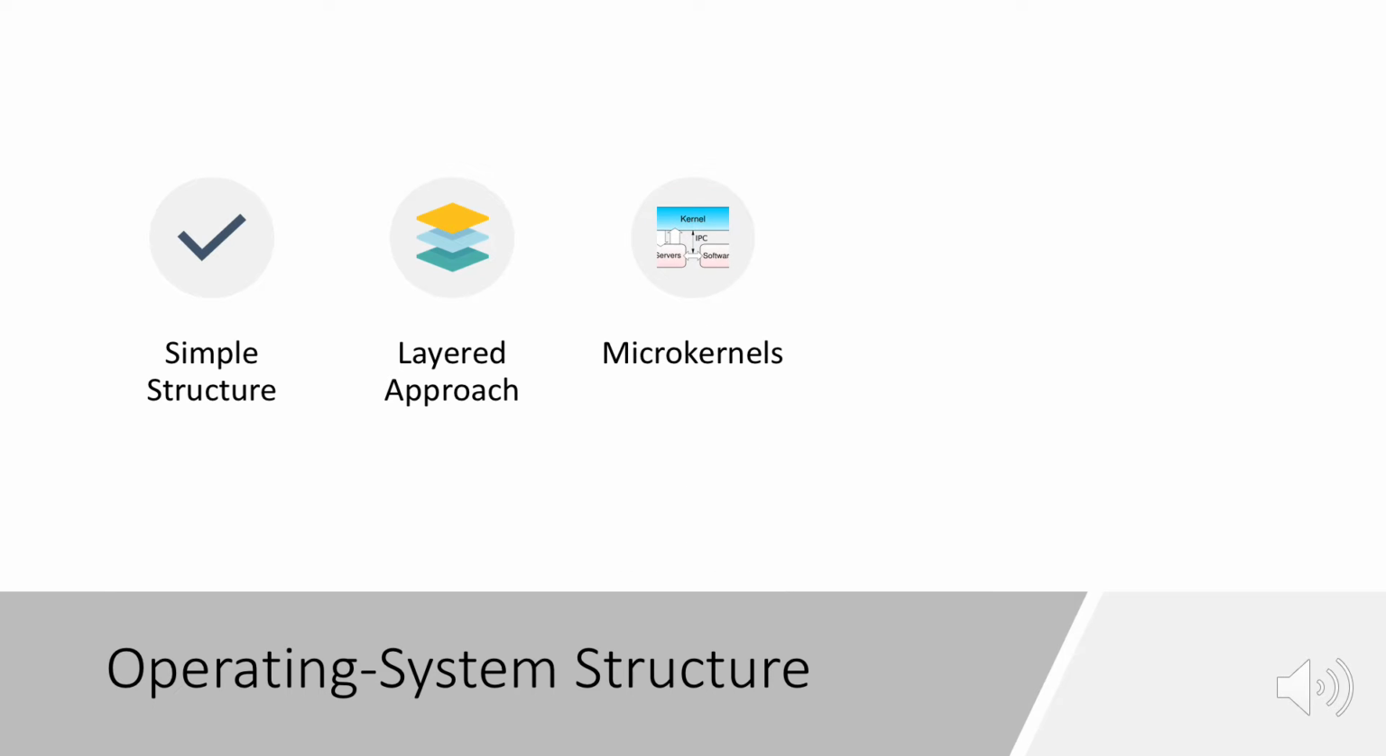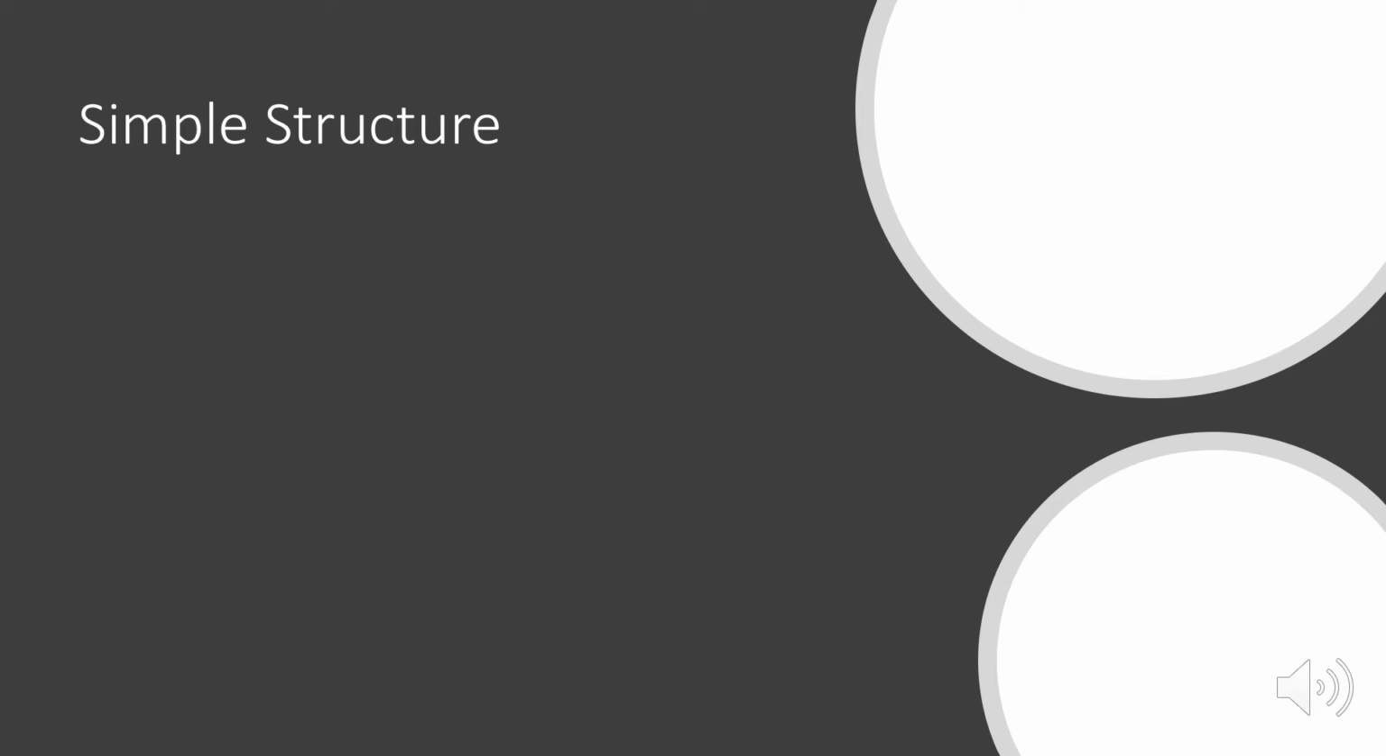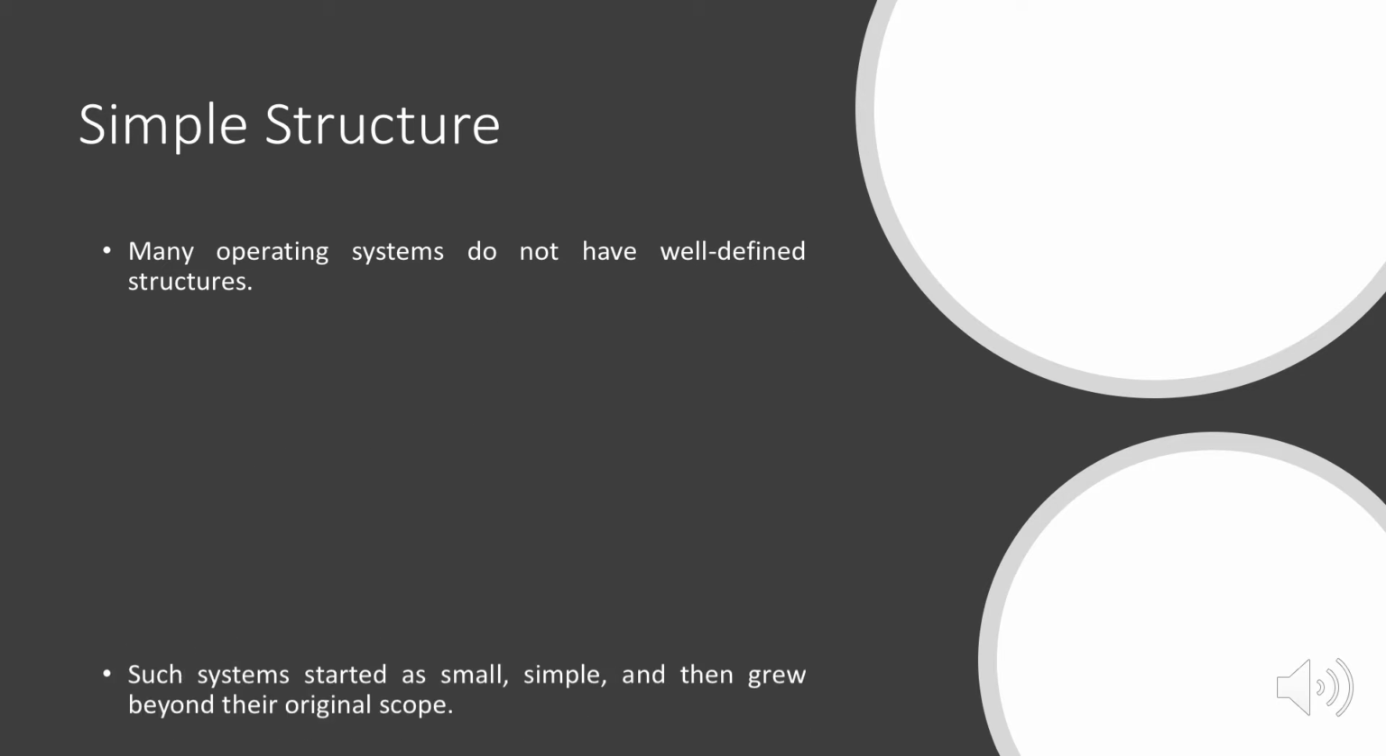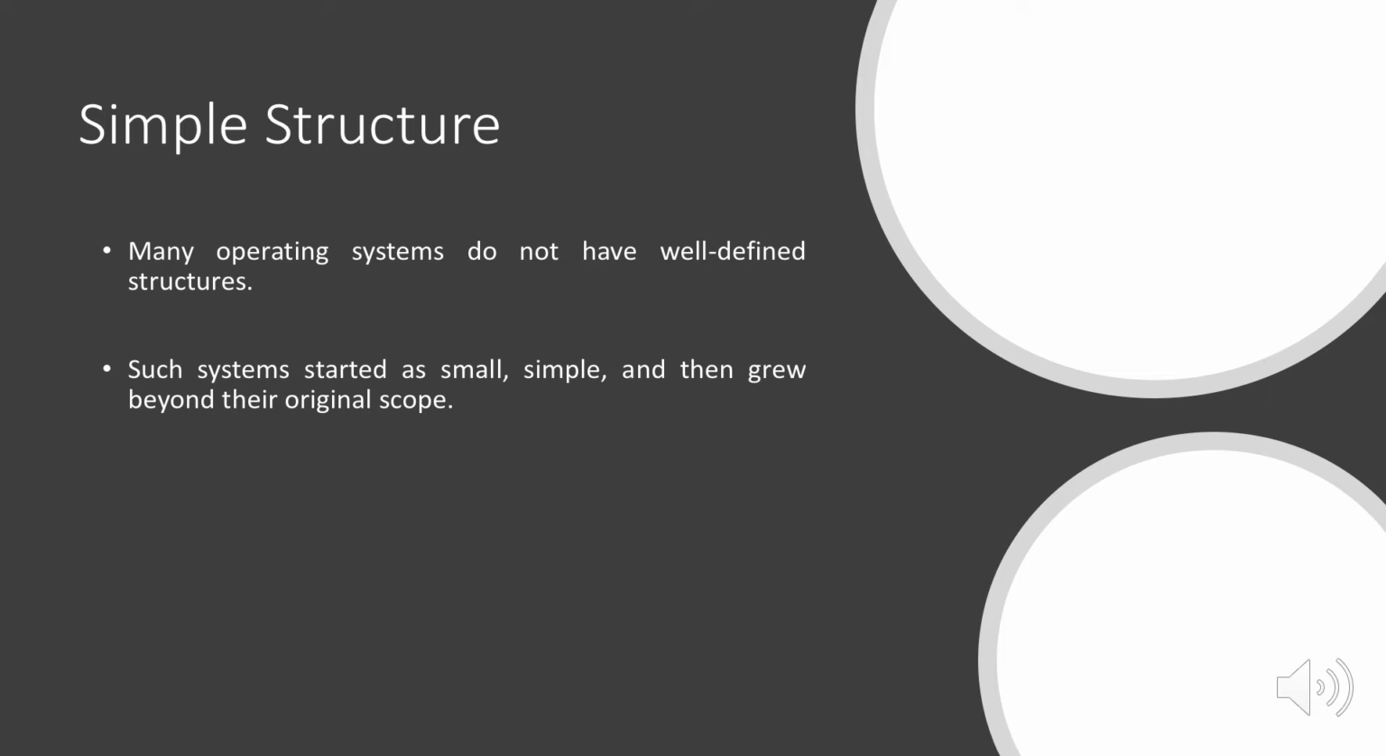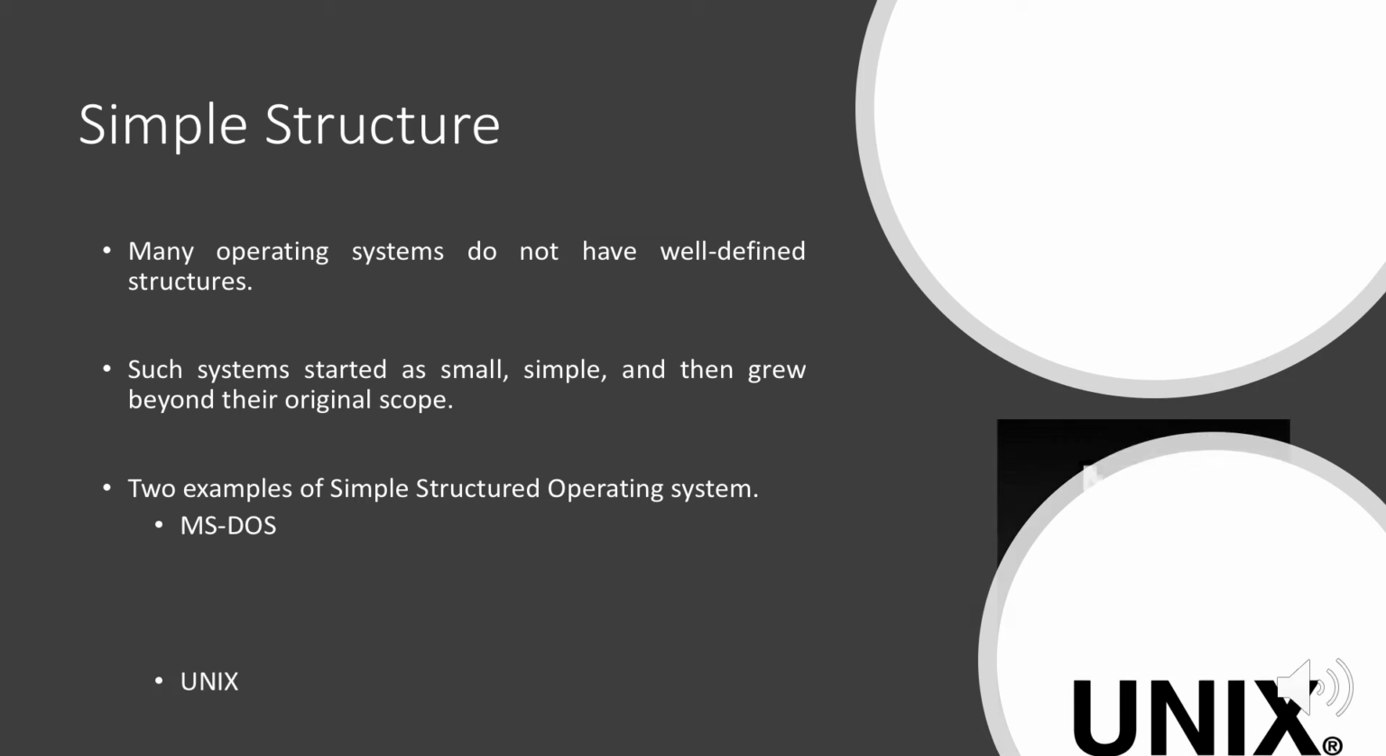Following are the different operating system structures: simple structure, layered approach, microkernel, modules, and hybrid systems. Simple structure. Many operating systems do not have well defined structures. Such systems started small and simple, and then grew beyond their original scope. The two most common examples of simple structure operating systems are MS-DOS and UNIX.